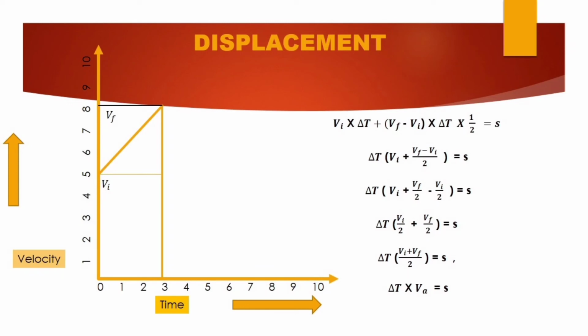And so, delta t into (vi plus vf) divided by 2. (vi plus vf) divided by 2 is nothing but the average velocity as the acceleration is constant. So the equation becomes, delta t into average velocity v is equal to displacement s.